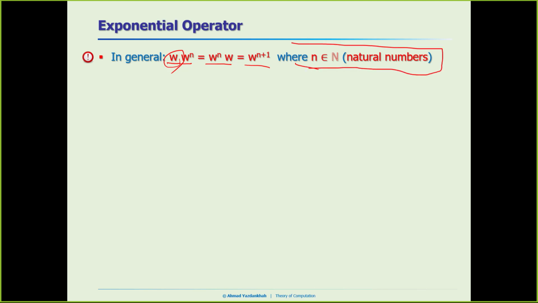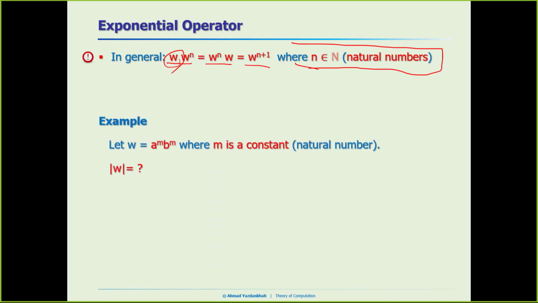All right, let me take an example for the size of the string. Let's say W is equal to A to the M, B to the M, and M is a constant, of course, a natural number. What is the size of W? So this W is A to the M, B to the M. What is the size of this? Because we have M copies of A here, M copies of B here, it will be M plus M.